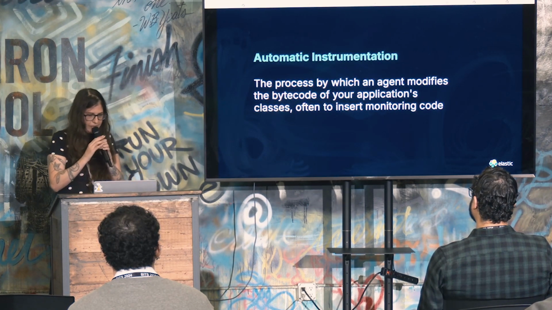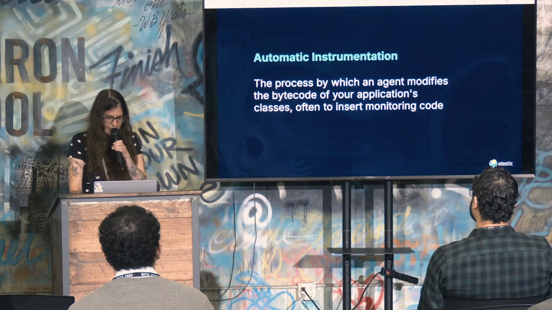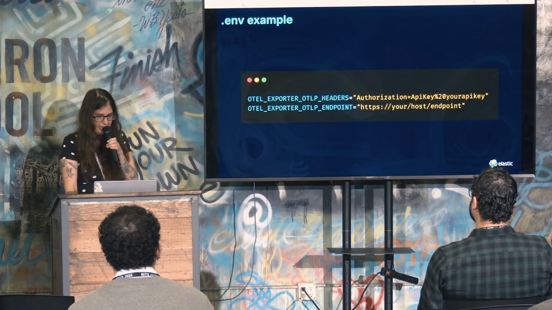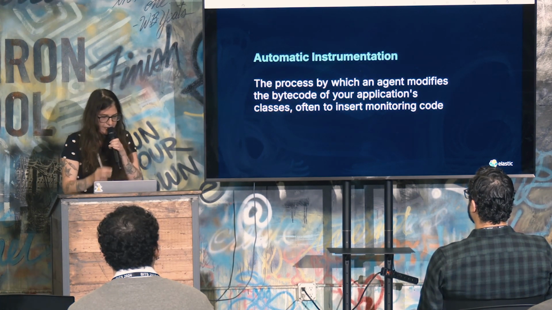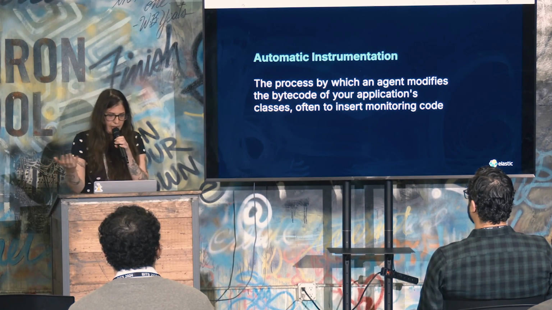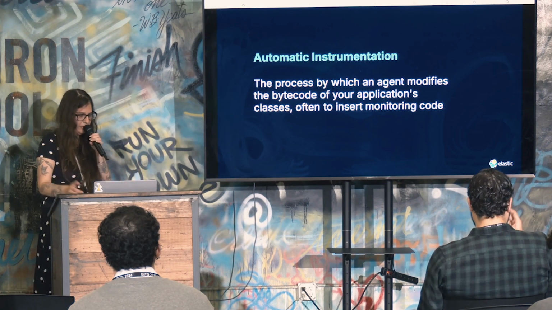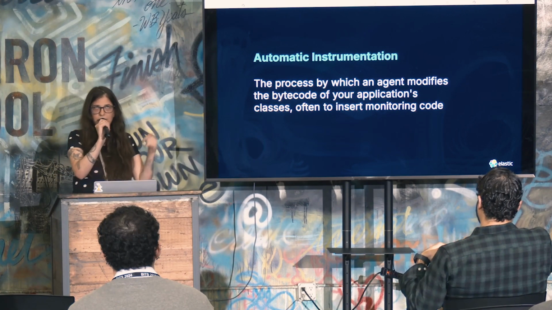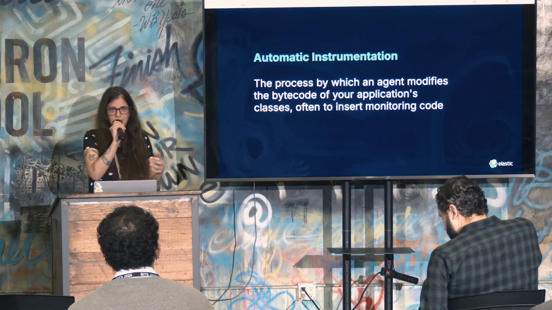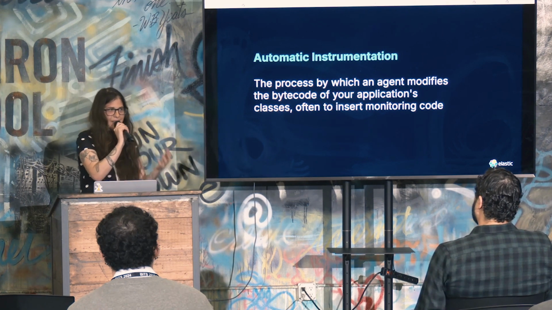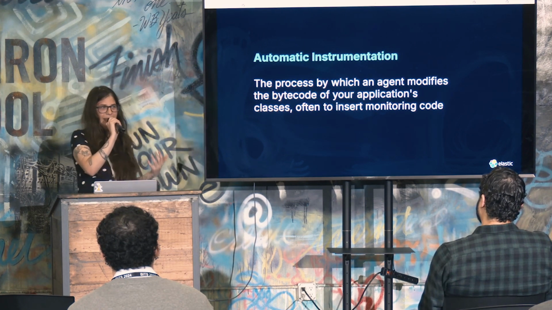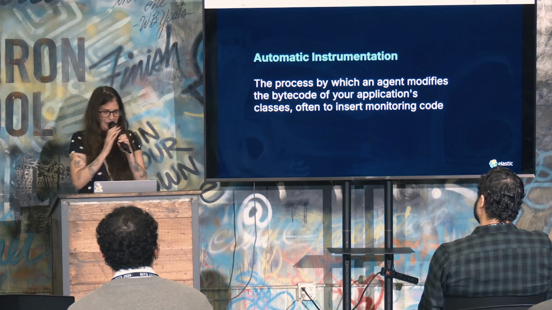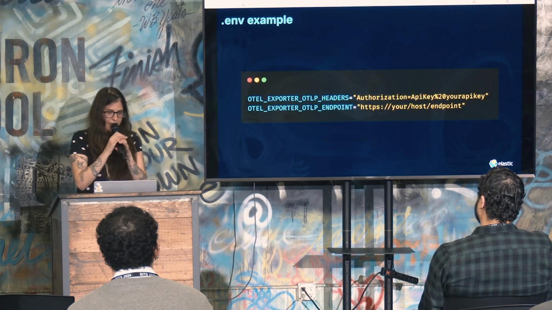And then there is another type of instrumentation that is referred to as automatic instrumentation. Automatic instrumentation is the process by which an agent modifies the bytecode of your application, often to insert monitoring code. When I think about what automatic instrumentation is, it is really just, OK, cool, I don't want to write anything. Can you just handle all of the observability for me? That's the way to think about what automatic instrumentation is.